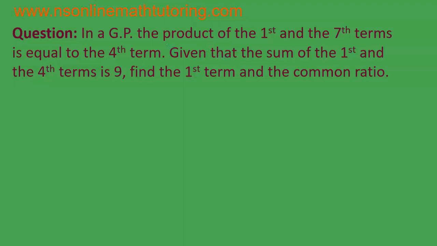Okay, so the first question of this session is: in a GP. GP is geometric progression. If the question contains this term GP, it is the geometric progression, or it can contain the term geometric sequence. They mean the same. So in a geometric progression, the product of the first and the seventh terms is equal to the fourth term. And this is a word problem, so we have to form mathematical equations from each information given. Therefore, let us start with our answer.